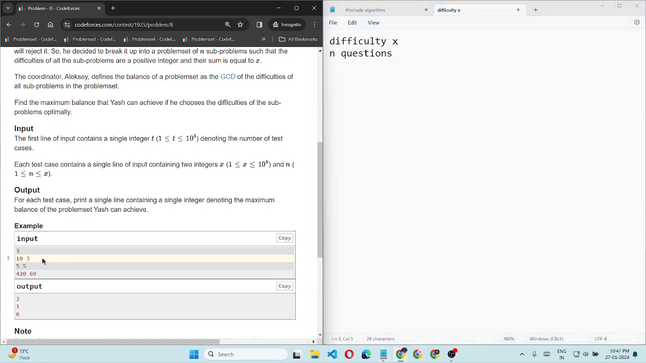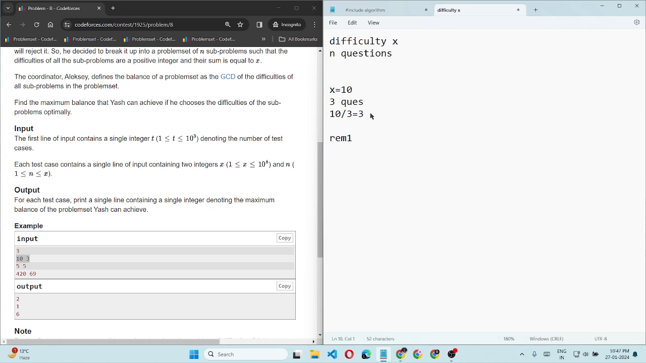So, let's see first of all 10 and 3. Okay, so it means that X is 10. It means the difficulty level is 10, and you have to make 3 questions from it. So, what will you do? You will first divide 10 by 3 so that we can see how many points can be given to the 3 questions. So 10 by 3 is equal to 3, and the remainder would be 1.